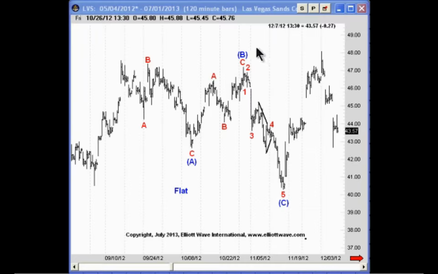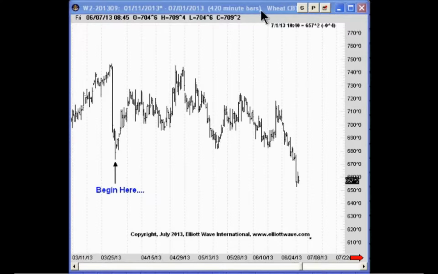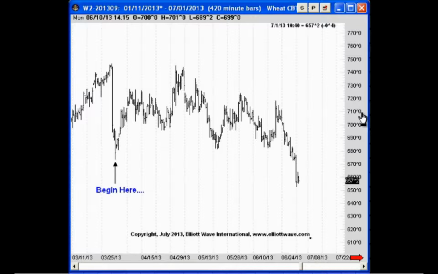Okay, next, let's play the game again and look at another price chart, fresh. Now, some of you who are familiar with my work in Futures Junctures may already know this pattern because I've been talking about this pattern in wheat for quite a while, but I'll be silent for a moment and let you take a crack at labeling this price chart.